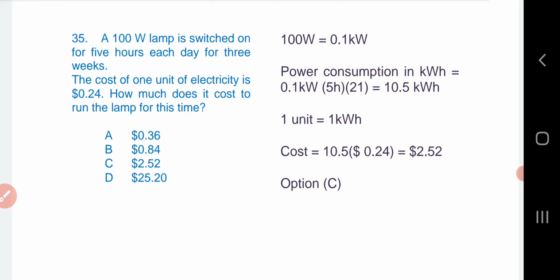And the answer is, we know that 100 watt is equal to 0.1 kilowatt. Power consumption in kilowatt hour is equal to 0.1 kilowatt multiplied with 5 hour multiplied with 21 days, and that is 10.5 kilowatt hour. We also know that 1 unit is equal to 1 kilowatt hour. So, the cost is 10.5 units multiplied with $0.24 and that is $2.52, and the answer is option C.